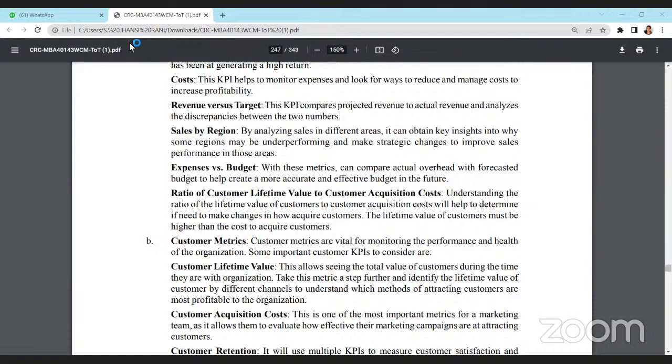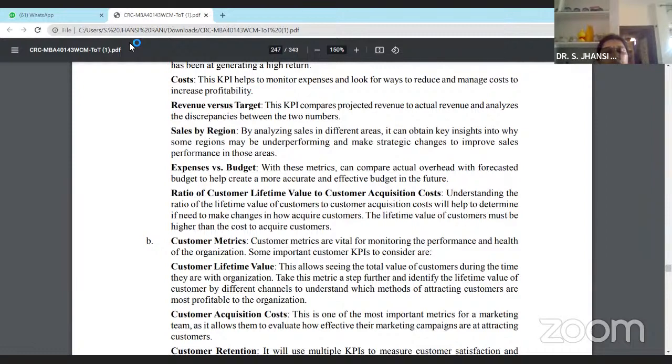And next, we have expenses versus budget. With this metric, we can compare actual overhead with the forecasted budget to help create more accurate and effective budgets in the future. Next, we have the ratio of customer lifetime value to customer acquisition cost.